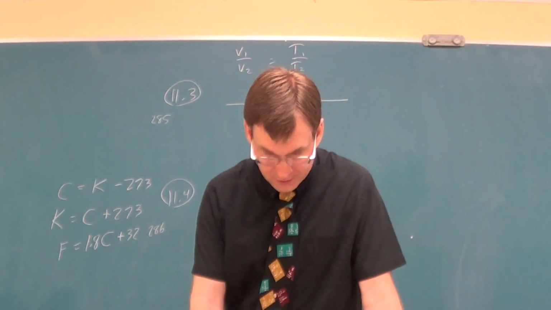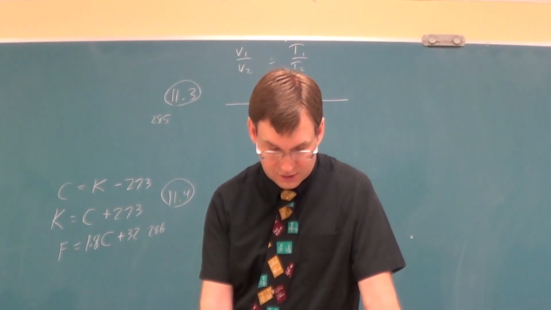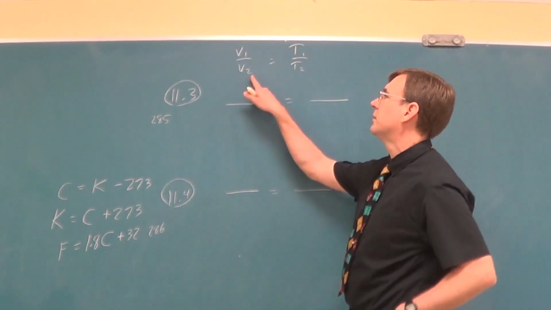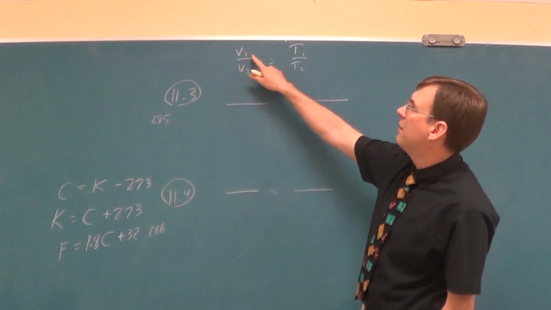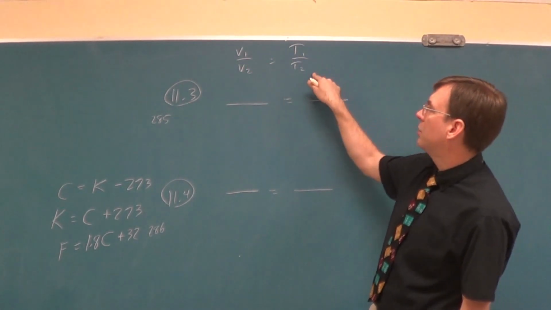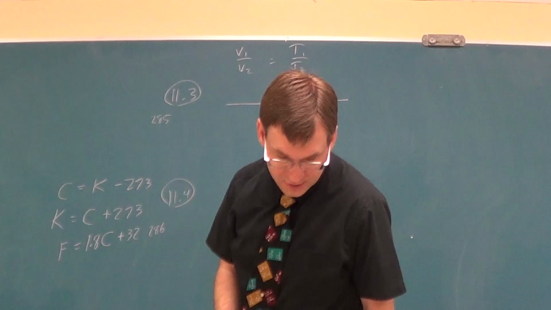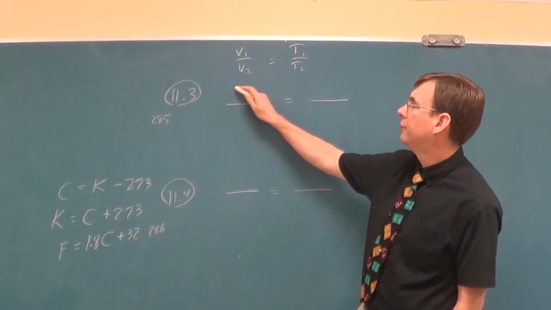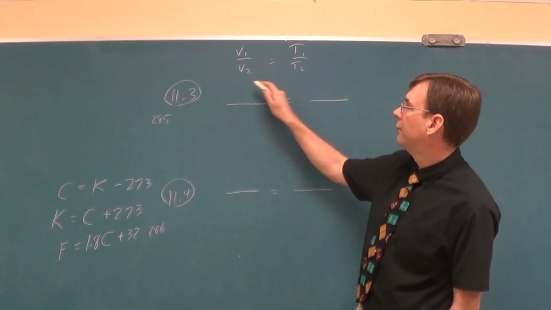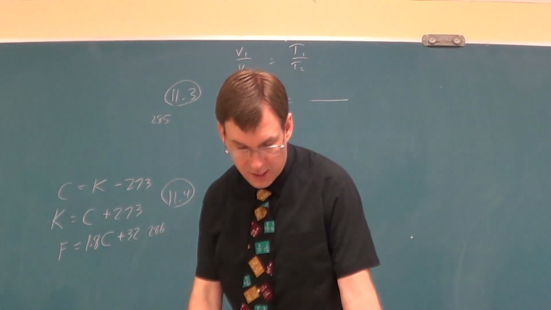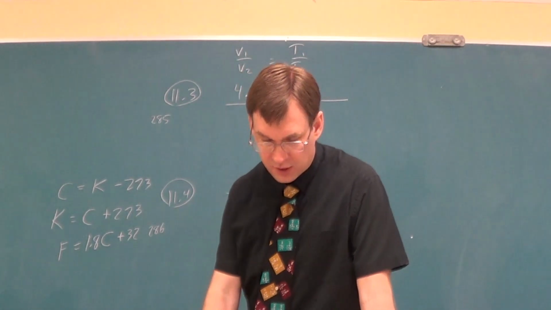So off we go. 285 says we have a volume of 4.50 liters. So here's the equation I'm working today. Volume 1 on top of volume 2 equals temperature 1 on top of temperature 2. So they say 4.50 liters. I'm going to fill that in for volume 1. They say 27 degrees Celsius.